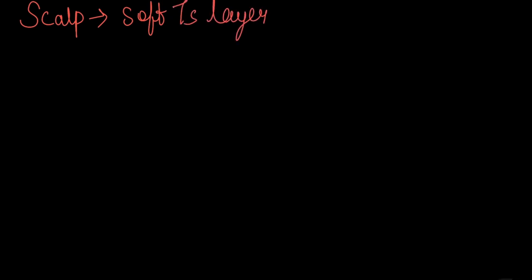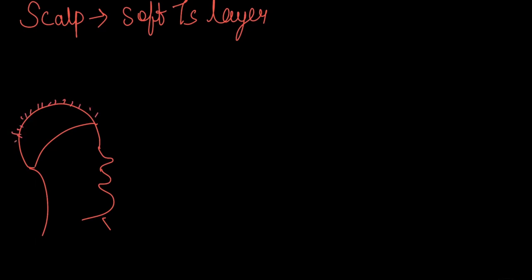Now starting with that, let's make the base of our scalp. Now we say that the scalp consists of a soft tissue layer. First thing we see, if this is our head part, okay, I hope I'm good at drawing, this portion is our scalp. Here where we have the hairs of this man, this part is the soft tissue layer and we consider it as the scalp.